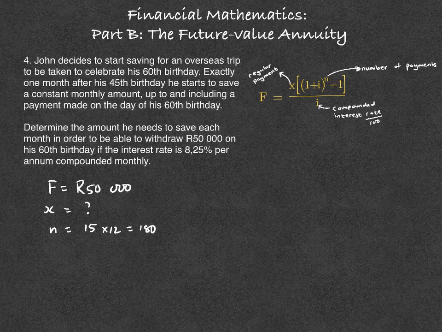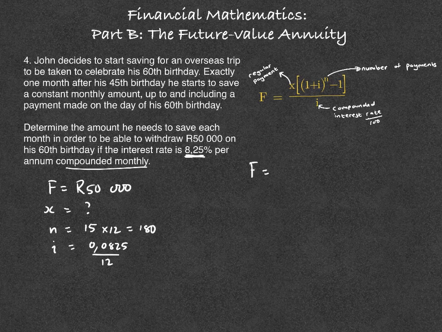Okay, and what's the interest rate going to be? The i is going to be 8.25% per annum compounded monthly. So it's 8.25 divided by 100, so that's 0.0825, and then monthly, divided by 12. Okay, great. So let's go for it.